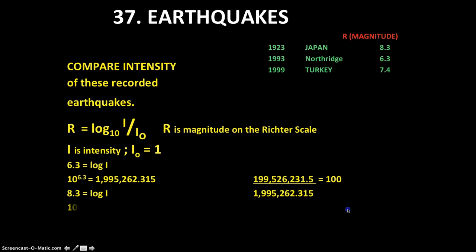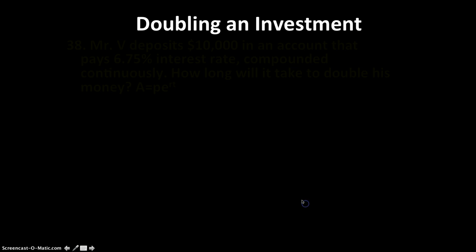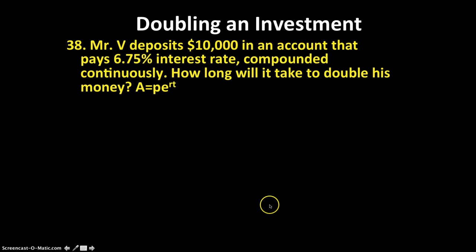And now we move on to our last logarithm problem, and that is the doubling of money. I would like to take my $10,000 and I'd like to put it at a 6.275% interest rate compounded continuously, and I want to double my money.